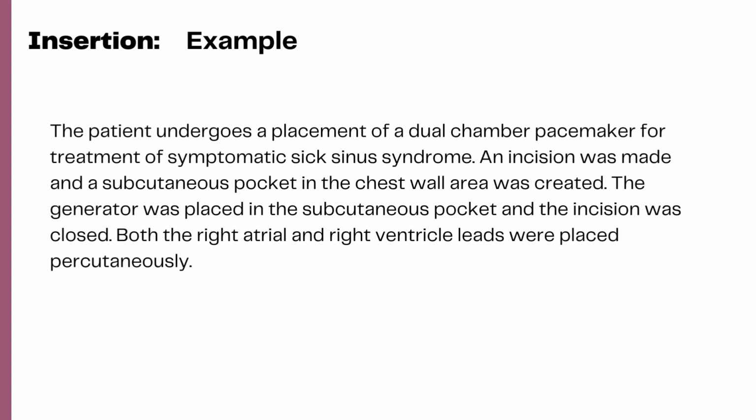Let's look at an example. This is for the root operation insertion. The patient undergoes a placement of a dual chamber pacemaker for treatment of symptomatic sick sinus syndrome. So, an incision was made and a subcutaneous pocket in the chest wall area was created. The generator was placed in the subcutaneous pocket and the incision was closed. Both the right atrial and right ventricular leads were placed percutaneously.